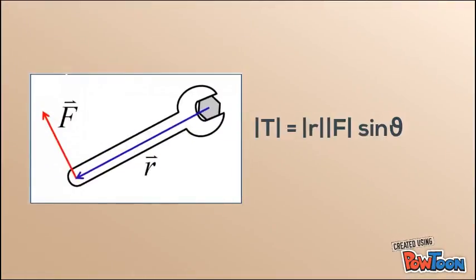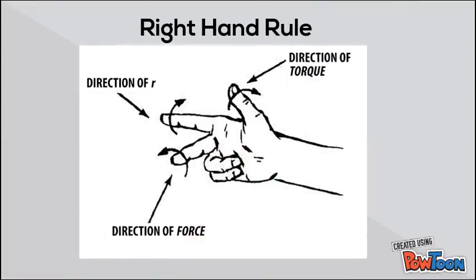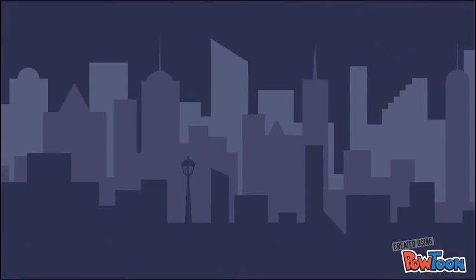Modulus of T is equal to modulus of R times modulus of F times sine theta, where theta is the angle between the R vector and the F vector where they are arranged tail to tail, whereby torque, the resultant vector, will be directed inwards or outwards. To determine the direction of the torque vector, we use the right-hand rule. The index finger represents the direction of R, the middle finger shows the direction of the force, and the thumb will show the direction of the torque.